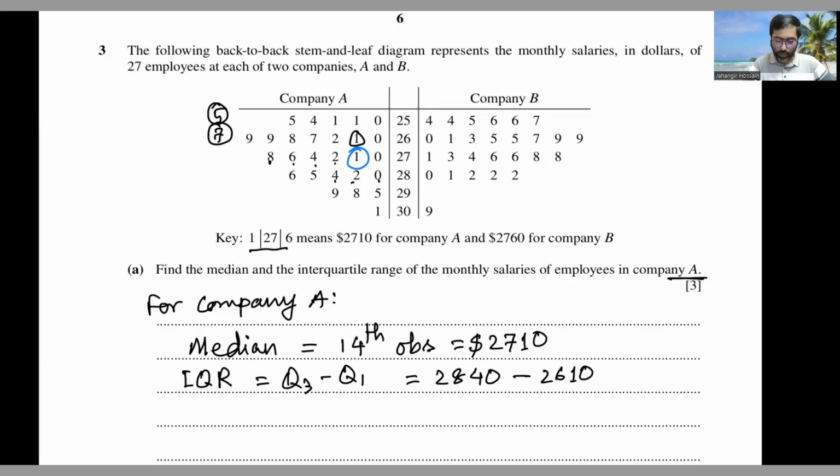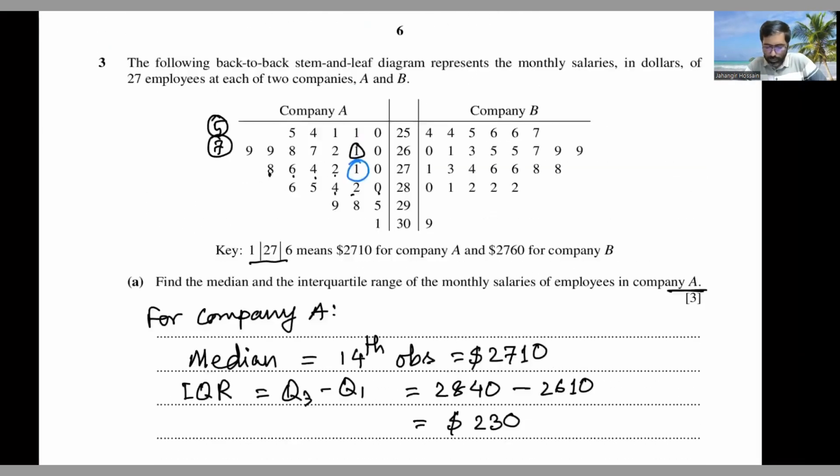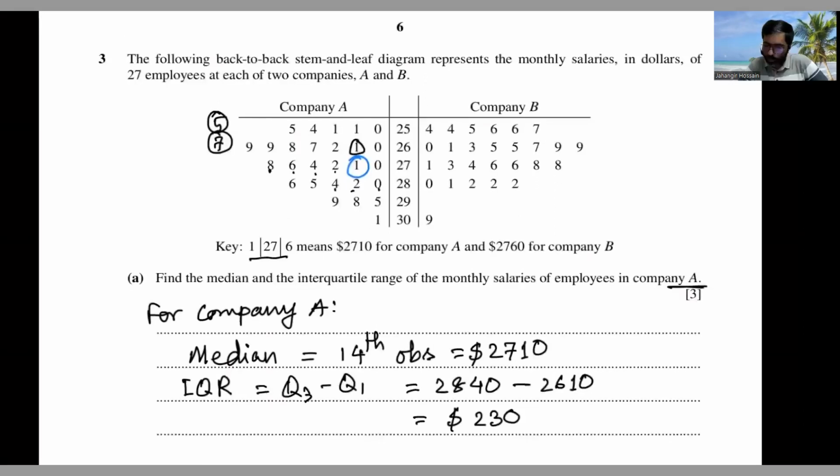So see, there are 13 below the median. So the middle value of the 13th observation is the 7th observation. If you count from the beginning, 1, 2, 3, 4, 5, 6, 7. So that's 7, 2, 6, 1, 0. That's the Q1. The difference of these is $230. That's the IQR for company B. Now that's the Q median and the IQR for company A.